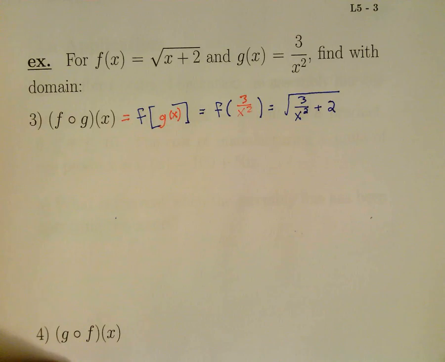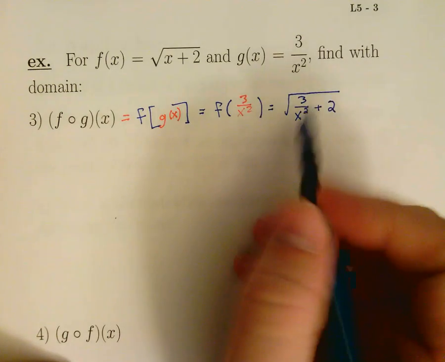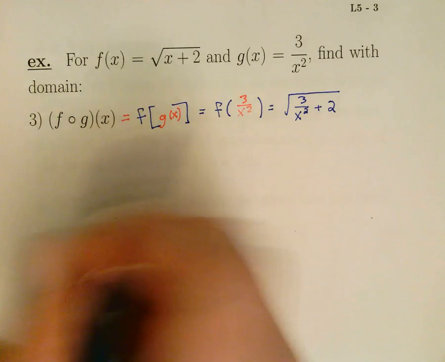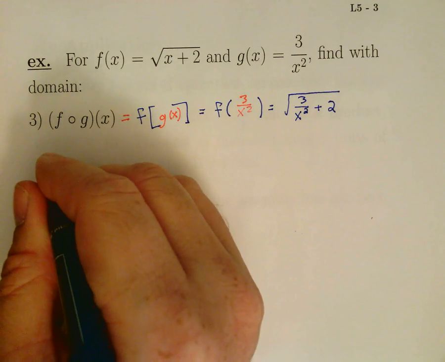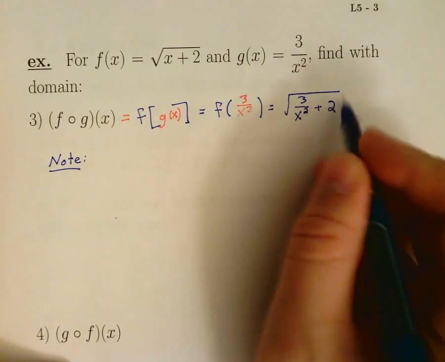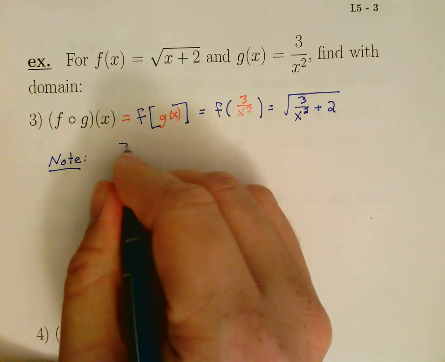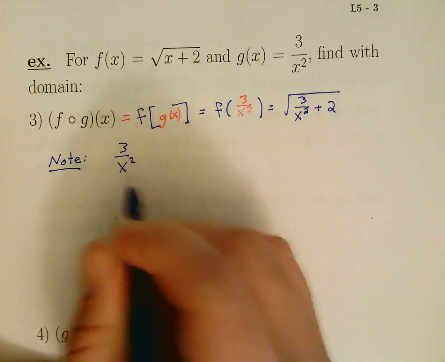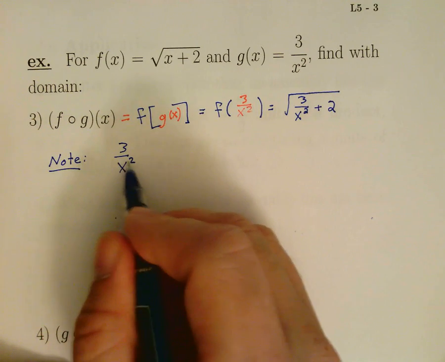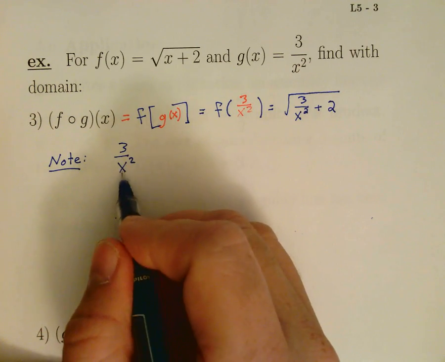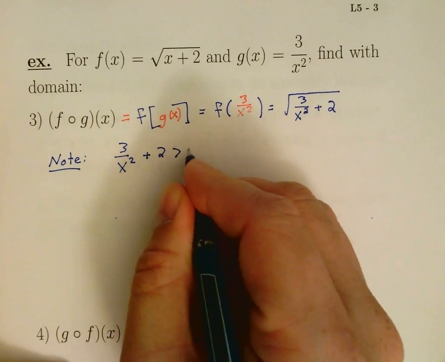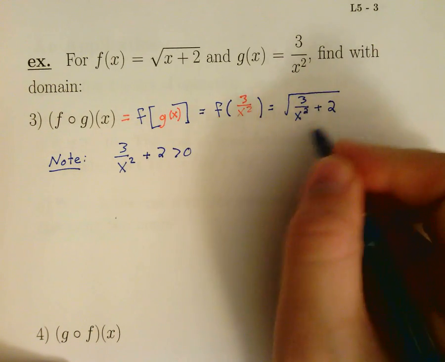Now we need to figure out what the domain is. First of all, I can't take the square root of a negative number. So the first thing I'm going to note is that we need the inside piece to be positive. Well, we actually have 3 over x squared. Now think about this for a second. x squared is always positive, and 3 divided by something positive is always positive, and plus 2 is always going to be positive. So actually, the inside is okay.